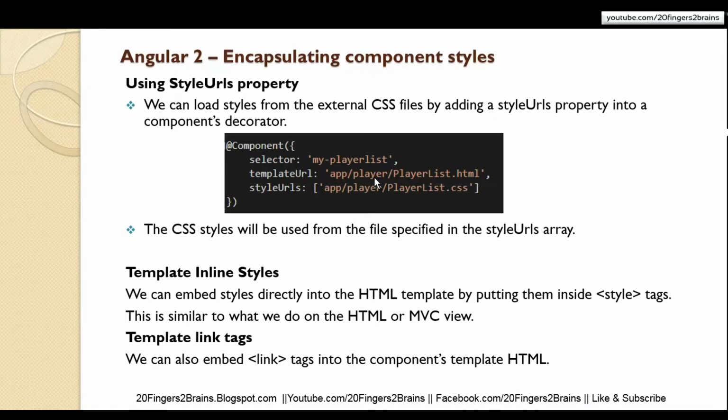Now there are a few more ways by which you can specify styles in your component. Those ways are template inline styles and template link tags. We can embed styles directly into the HTML template by putting them inside style tags. This is similar to what we do in HTML or an MVC view. And in the template link tags, we can also embed link tags into the component's template HTML.